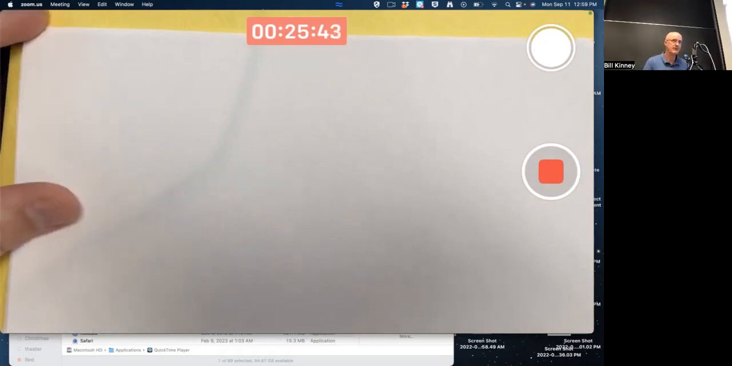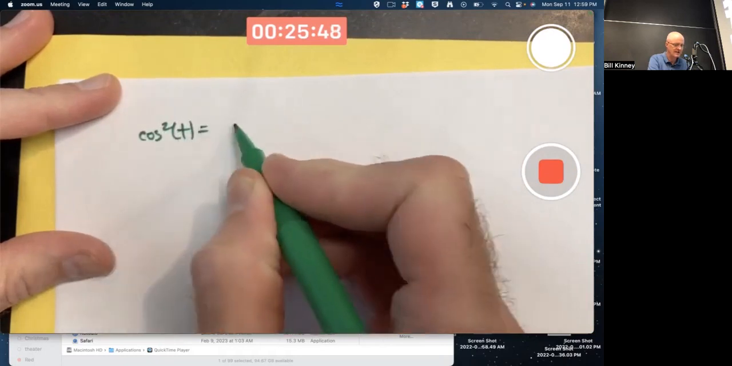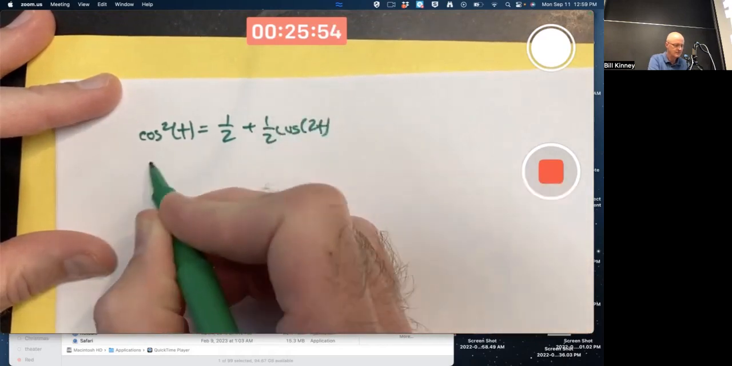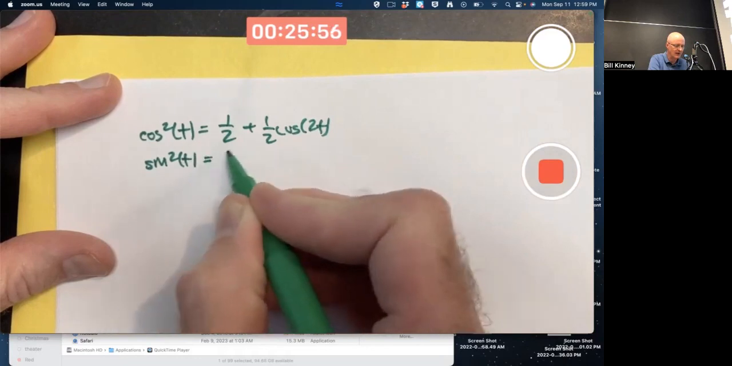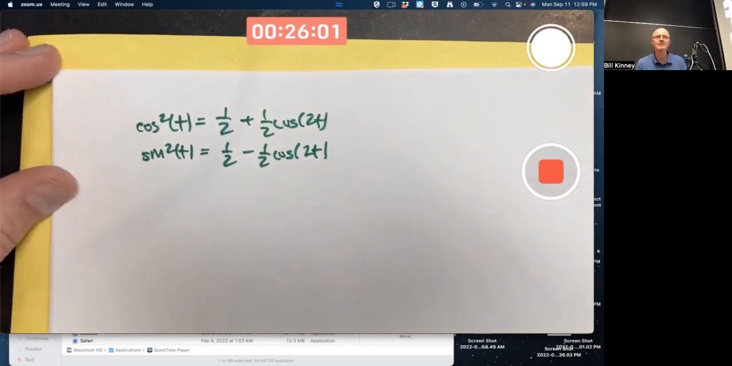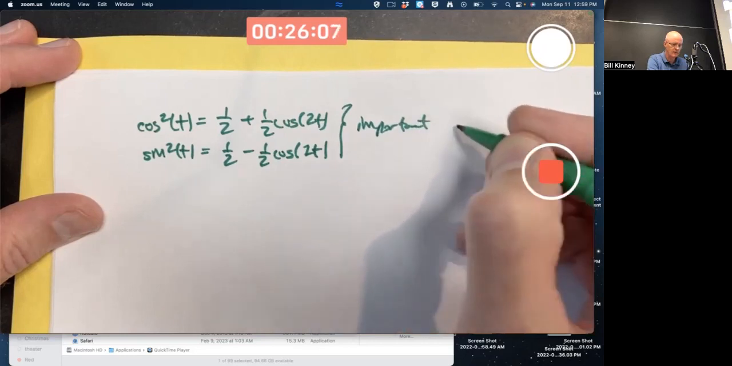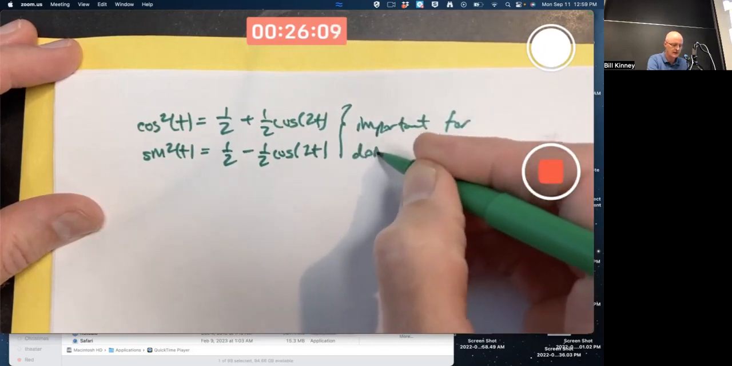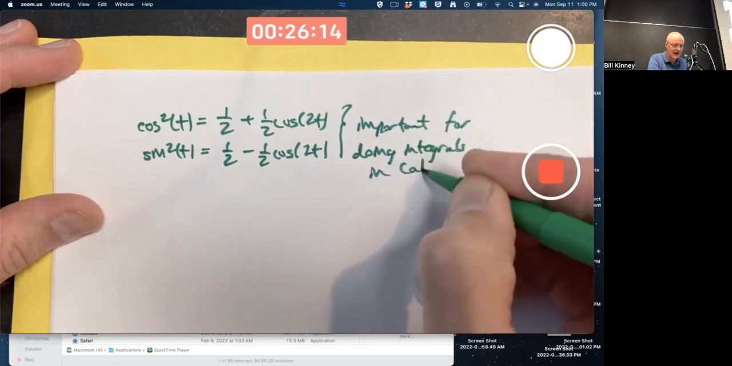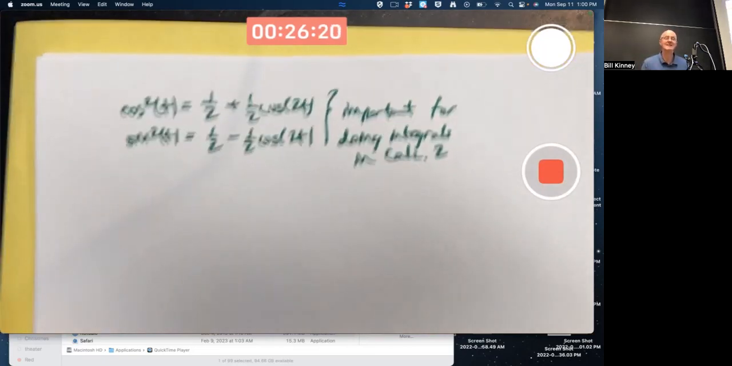Actually, a couple of formulas that are useful for calculus 2 are these. Cos squared t is 1/2 plus 1/2 cos 2t. And sine squared t is 1/2 minus 1/2 cos 2t, not sine 2t. These are important for doing integrals in calculus 2. And again, they are not equations to solve. They are identities. They're true no matter what t is.